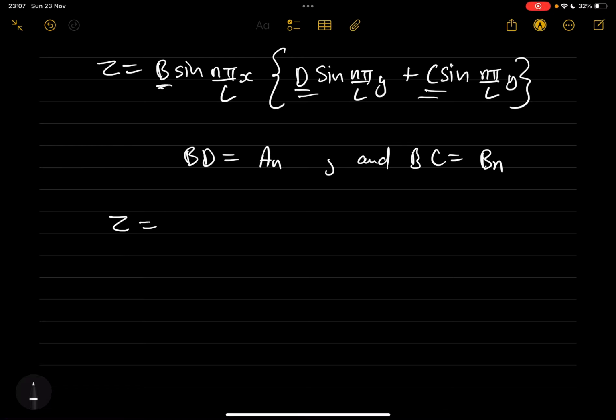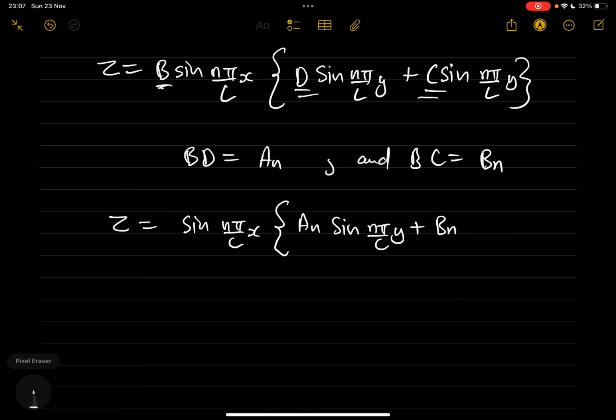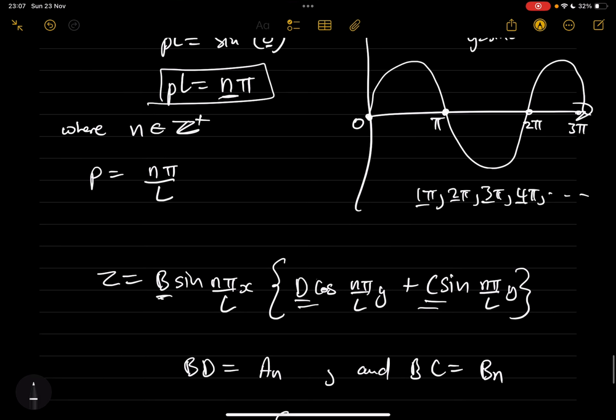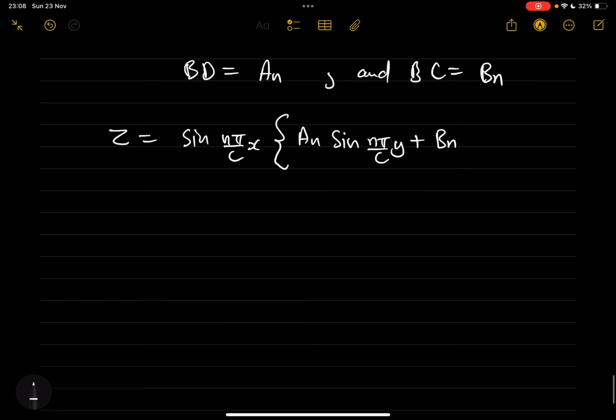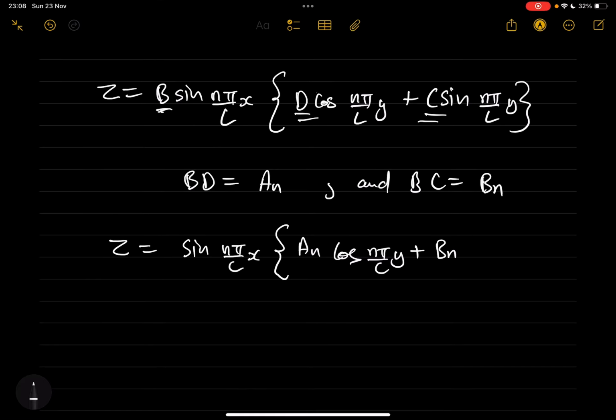I can rewrite this as sine n pi over l x, an cos n pi over l y plus bn. Oh, this is supposed to be cos. Sorry, this is supposed to be cos. Yes, I made a mistake. It's supposed to be cos even here. This is cos, and then bn sine n pi over l y, right?